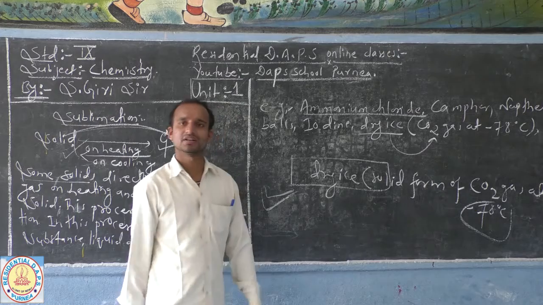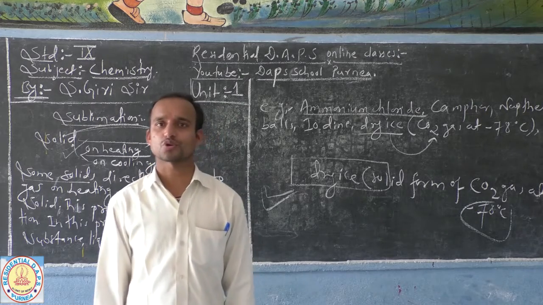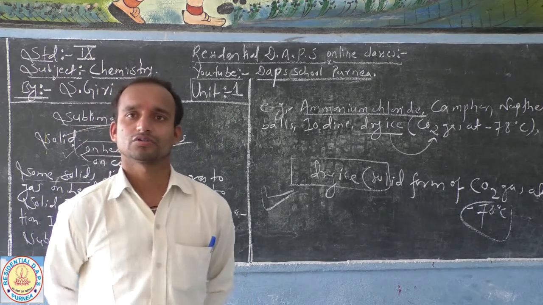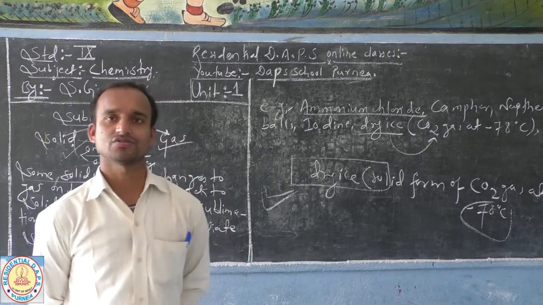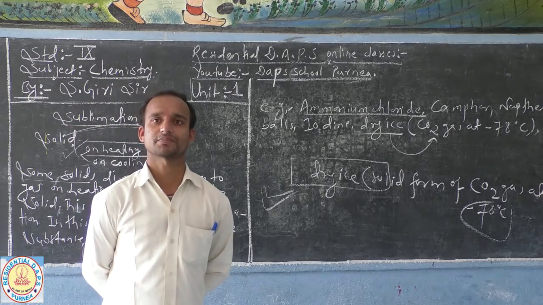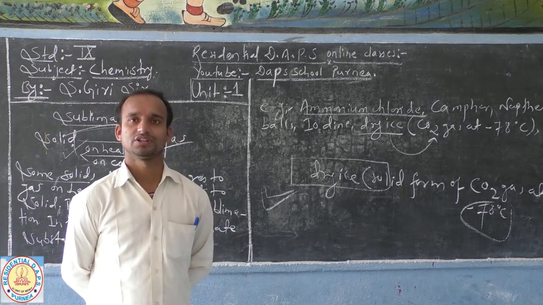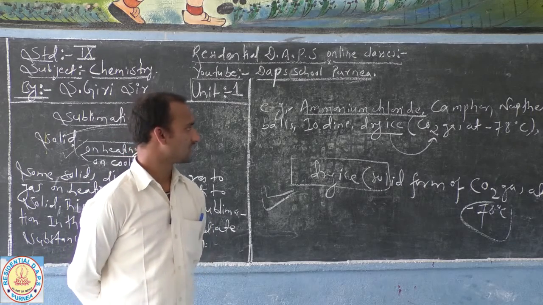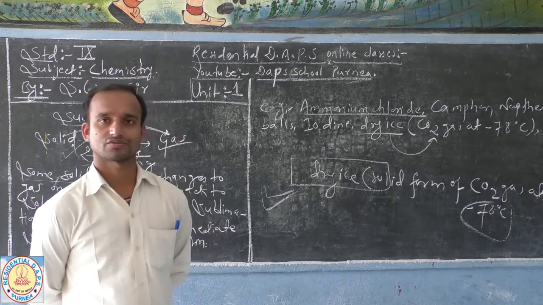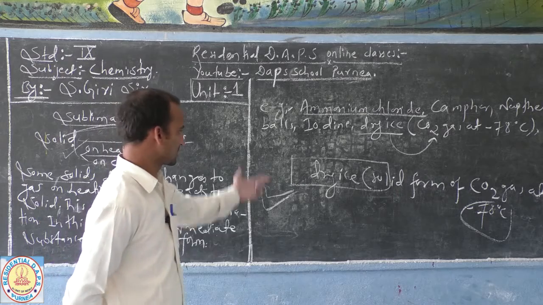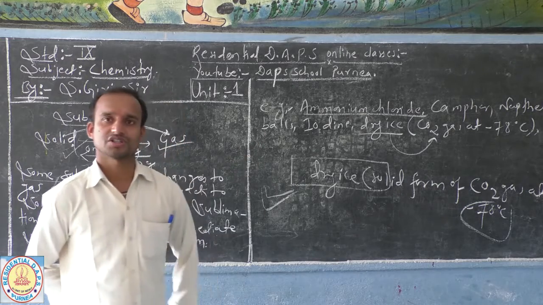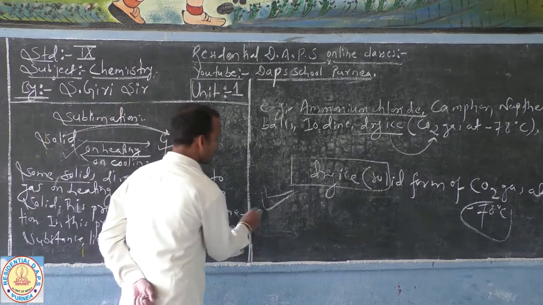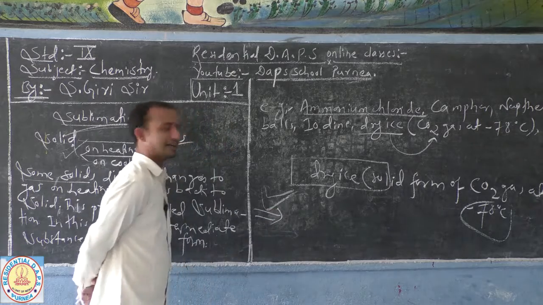Just remember the process of conversion of a solid directly into a gas without the formation of an intermediate liquid substance. This process is said to be sublimation. Okay, so here are some examples you can use. So this is all about sublimation, dear students. Now let us discuss the next topic.